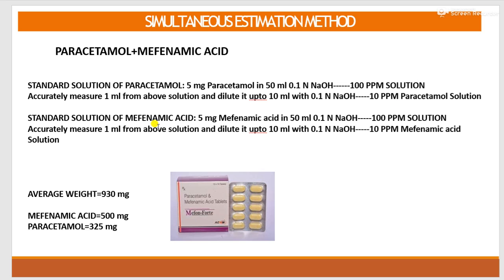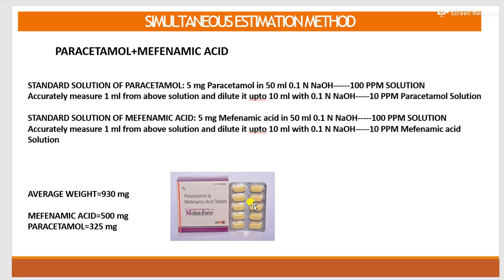Similarly, prepare a 10 ppm mefenamic acid solution. For that, initially you have to prepare a 100 ppm solution. So dissolve 5 milligram of mefenamic acid standard in 50 ml of 0.1 normal NaOH. This will give you a 100 ppm solution containing mefenamic acid. From this solution accurately measure 1 ml, transfer it into a 10 ml volumetric flask and dilute it up to 10 ml with 0.1 normal NaOH to produce a 10 ppm mefenamic acid solution.